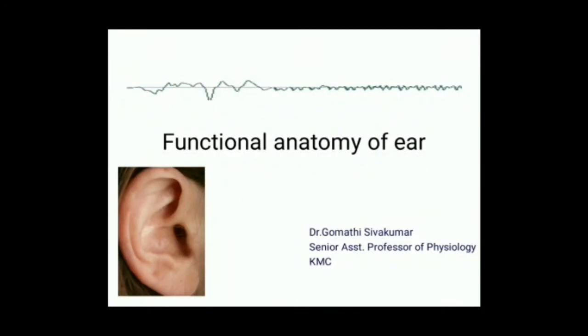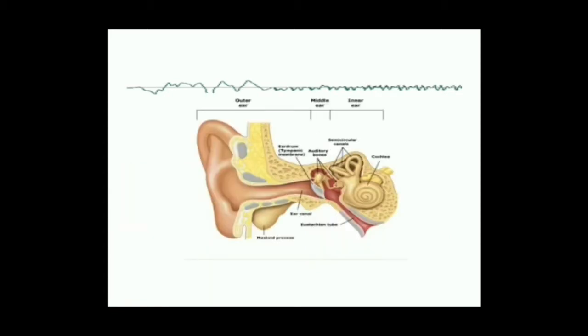Hello students, in this video we will see about the functional anatomy of the ear. The ear is a special sense organ. It has two important functions: sense of hearing or audition, and sense of balance or equilibrium. The ear is divided into three parts: the outer ear, the middle ear and the inner ear.